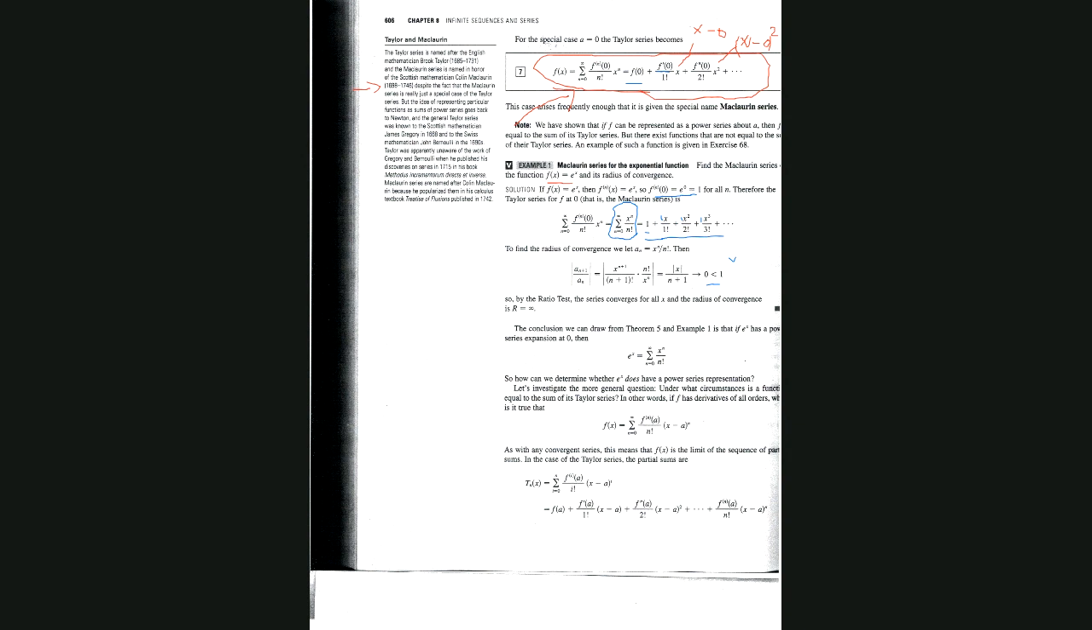The interval of convergence is that x is between negative infinity and infinity. Okay, that's your interval of convergence, and therefore the radius of convergence is infinity. This is sort of standard to do this problem first when you just learn about Taylor and Maclaurin series. Are there any questions at all?